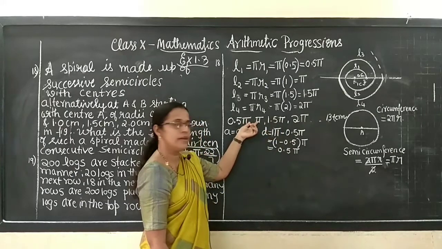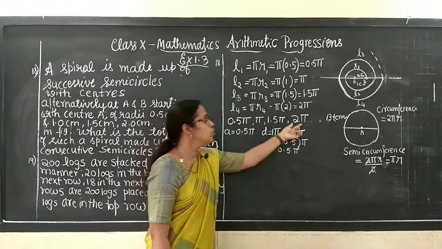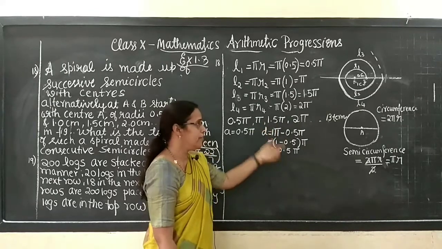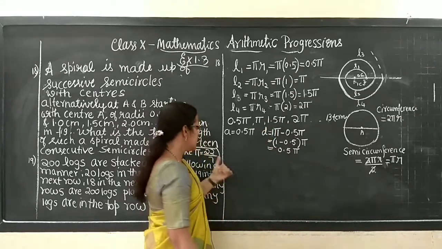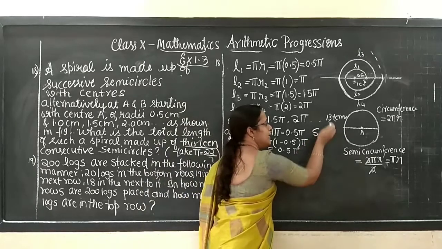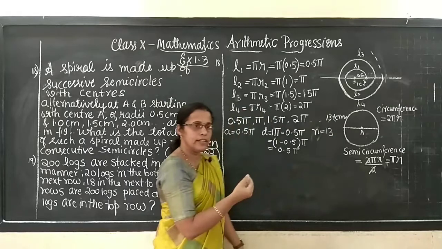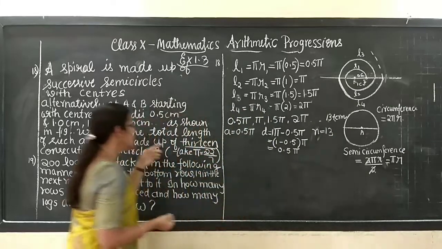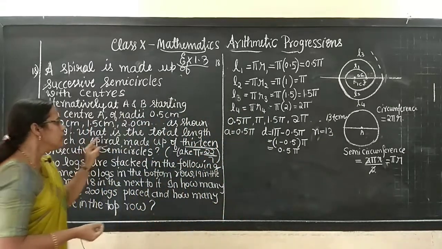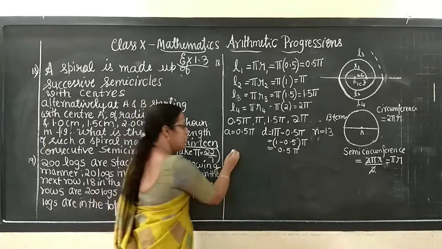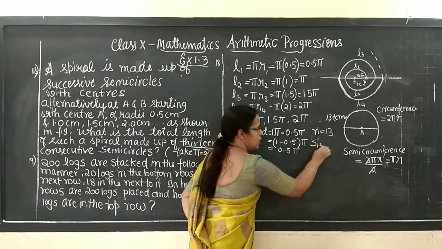You see the next one: 1.5 minus 1 is 0.5, 2 minus 1.5 is 0.5, and the common difference is the same. Then how many successive semicircles are there? 13. So n is equal to 13. Then what do you have to find out? The total length of the 13 such semicircles. So what you have to find out is S13.